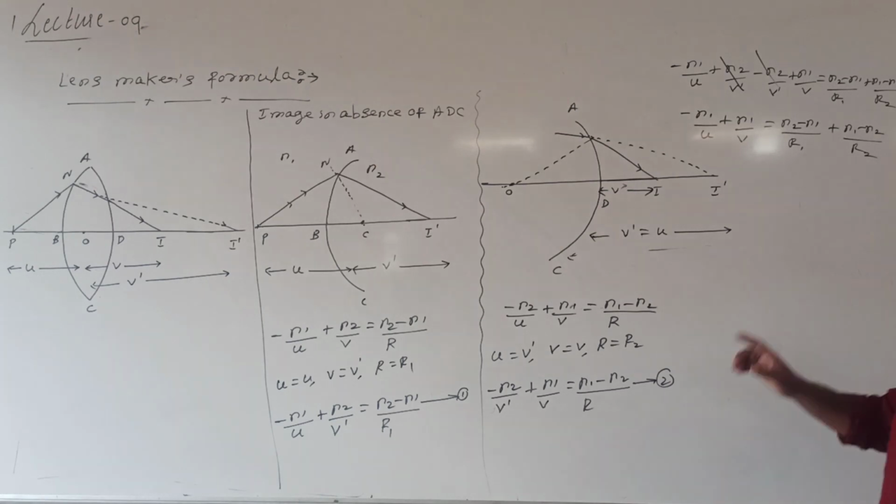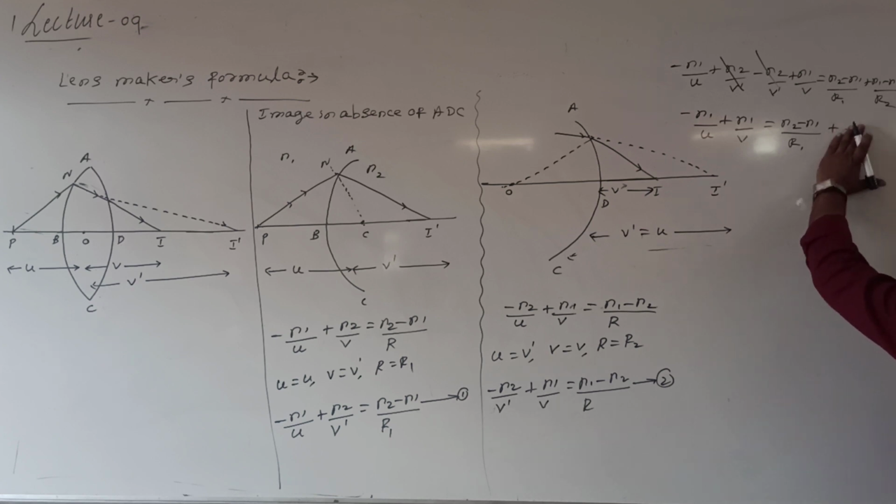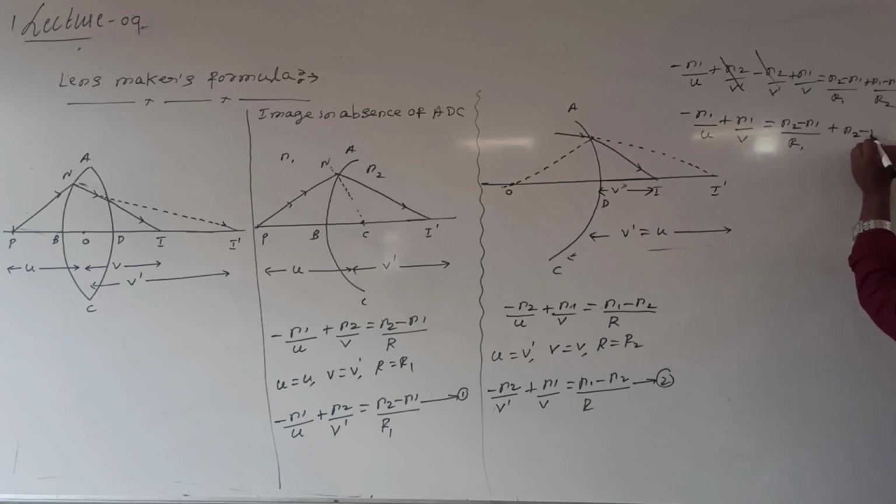Simply I can make it reverse way. Here N1 minus N2 divided by R2 is available. Shall I make it reverse? Reverse means I can write N2 minus N1 divided by minus R2. This step I can write directly. Look at here, how to write? This step simply I can write N2 minus N1 divided by minus R2. I write this step like this.